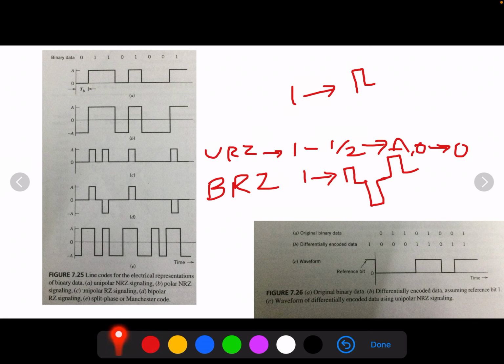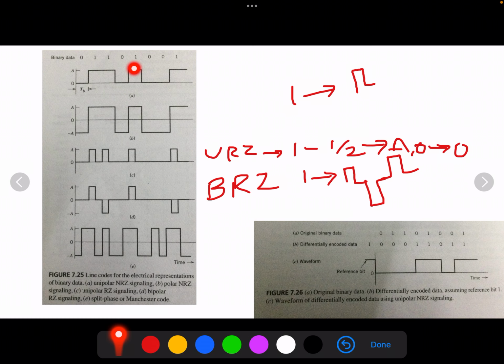So you can observe here 0 is taken as 0 itself. This one is represented as, it is divided into two halves. First half plus A and then 0. Next one is taken as minus A, 0. Next we have 0, so it is taken as 0.